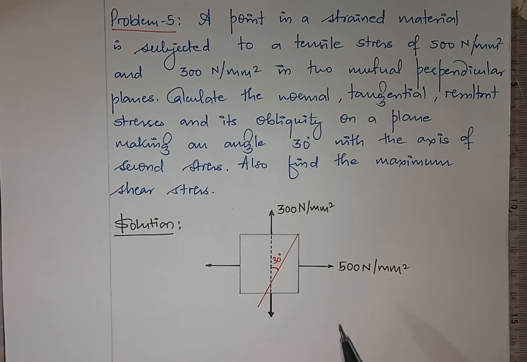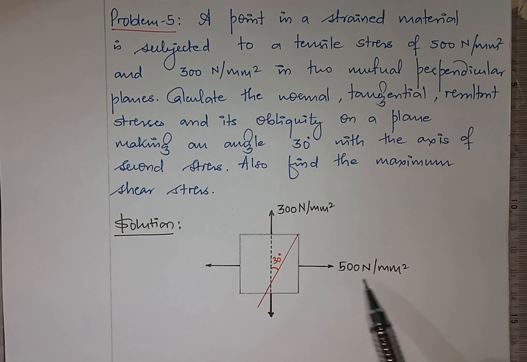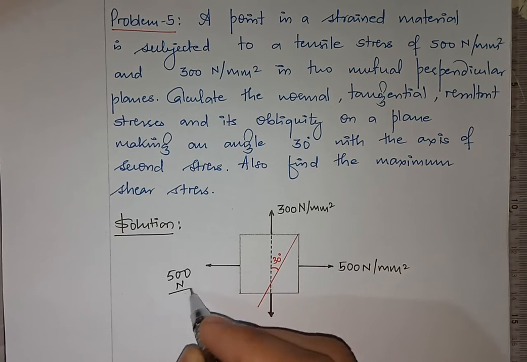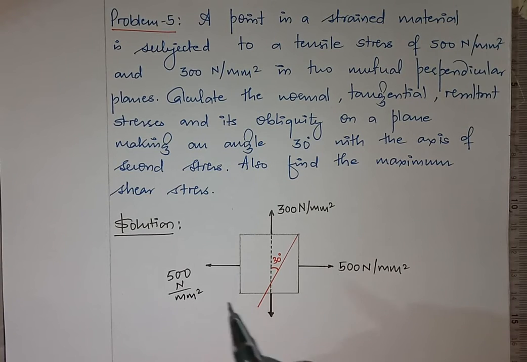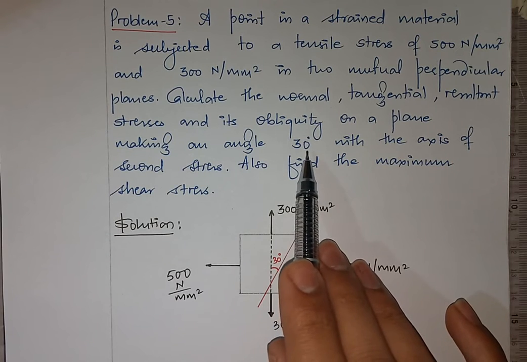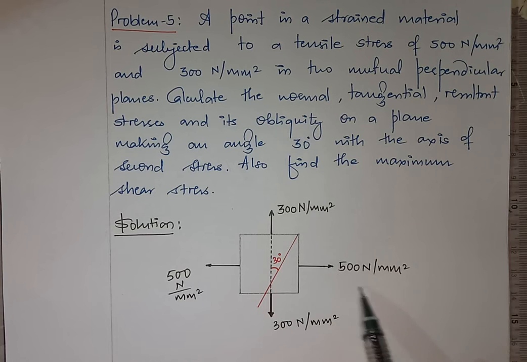Then I have marked two stresses which are tensile stress 500 Newton per mm square. Even this is 500 Newton per mm square. Even here it is 300 Newton per mm square. Then I have taken an oblique plane making an angle of 30 degrees with respect to the axis of second stress. So this is my first stress, this is second stress, it is making an angle of 30 degrees.